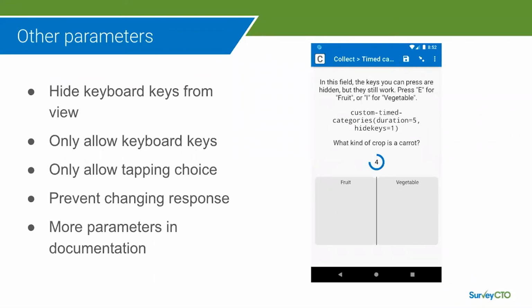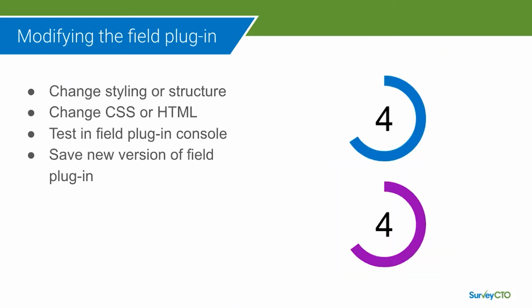There are several more parameters that are less commonly used to customize the field plugin. You can use them to hide the keyboard keys, only allow keyboard keys to select a response, only allow tapping to select a response, and so much more. Be sure to check out the documentation for a list of all parameters you can use to customize the field plugin.